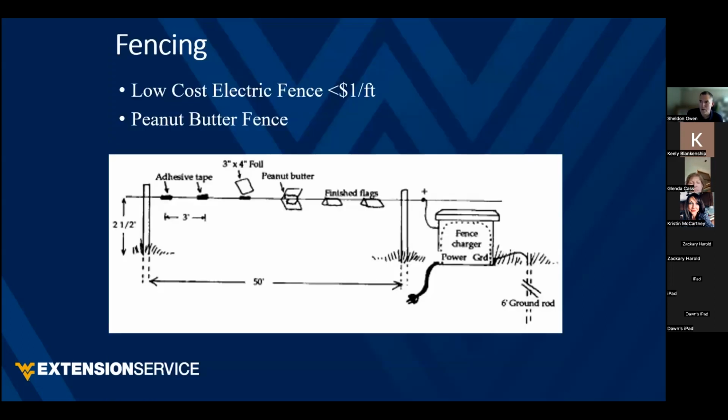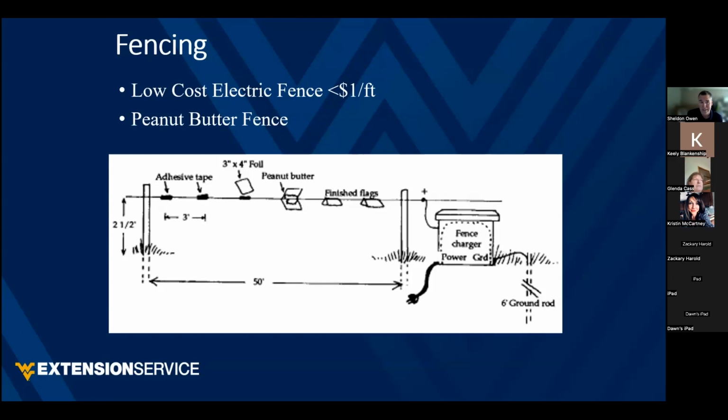Even a low-cost electric fence, a peanut butter fence is what we'll call it. A deer has hollow hair and hollow hooves, and so it can kind of walk through an electric fence and never get shocked in some cases. But if it sticks its tongue or nose to that fence, it can receive that negative stimulus, that shock, and it can deter that animal from coming into an area.